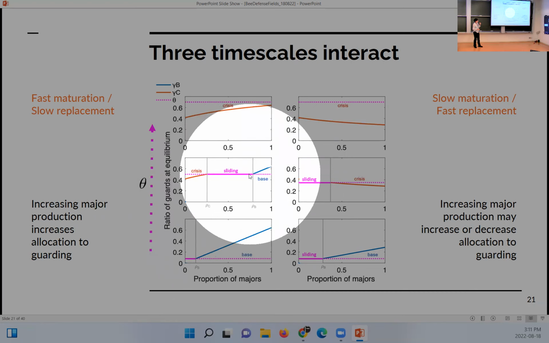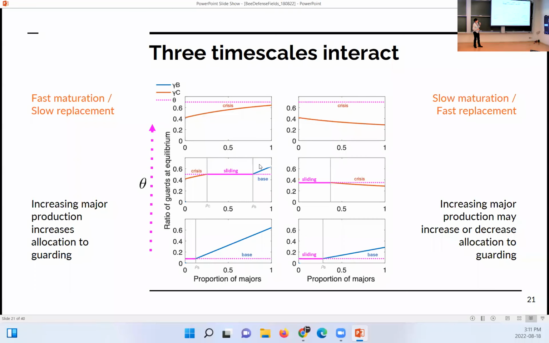Then in the middle, I'll have this sliding behavior, which is the pseudo-equilibrium, which also requires an endemic population of minor guards, which should not really be there. And then I'll only reach the base, like non-replacement equilibrium, if I produce a lot of majors.